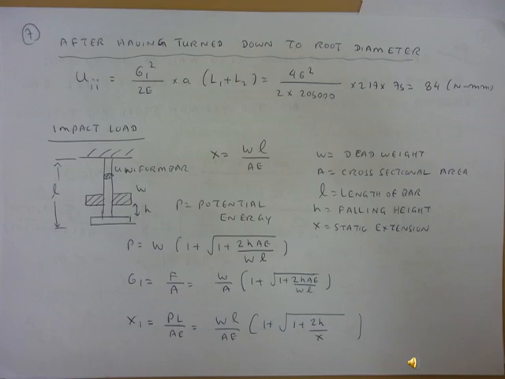And then we continue the solid problem. After having done down to the root diameter, U2 equals G1 squared divided by 2E multiplied by A multiplied by A1 plus A2. In this case, G1 is 46, E is 205,000, A is 217, and A1 plus A2 is 75. So 46 squared divided by 2 multiplied by 205,000 multiplied by 217 multiplied by 75. So finally you get 84 Newton millimeter.